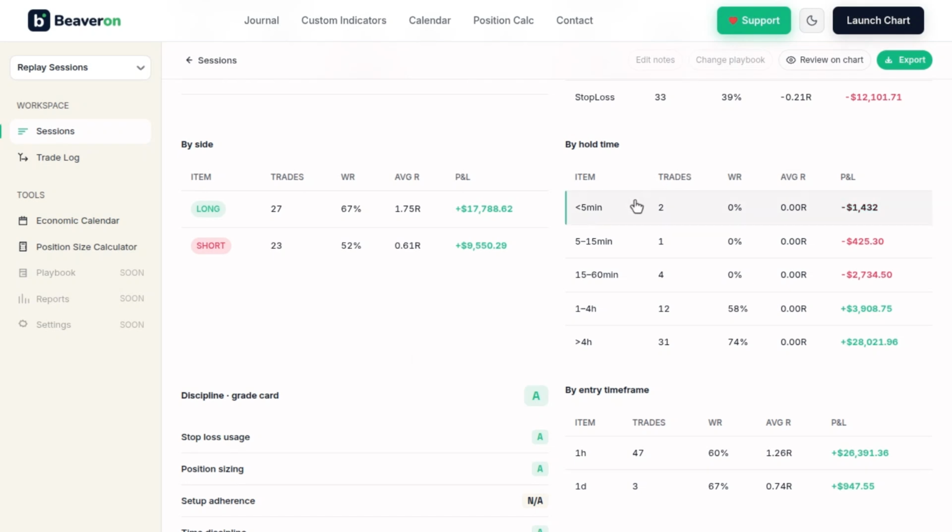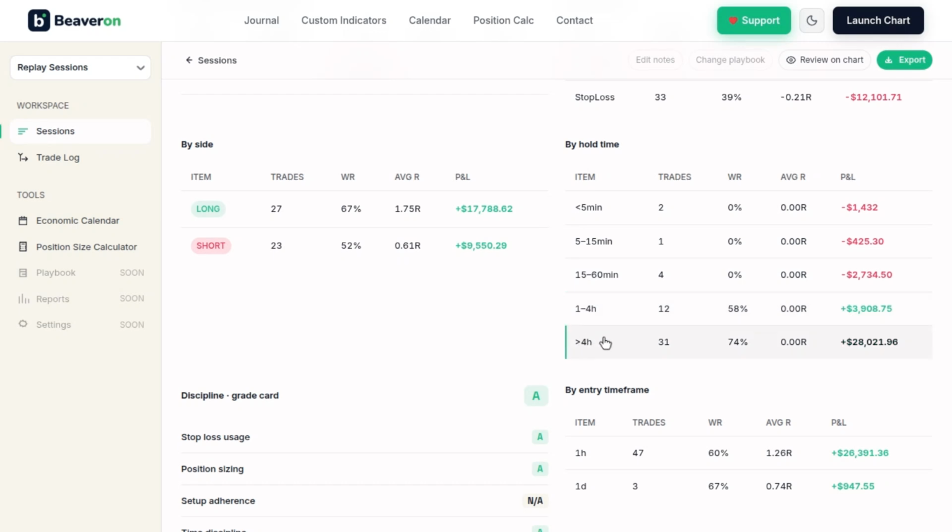So hold time, obviously by hold time you can see 5 minutes or less, 2 trades, 0% win rate, minus 1,432. So any trade that took under 5 minutes, especially on the 1 hour time frame, is obviously a losing trade. Same thing with 5 to 15 minutes, 1 trade, it lost. Same thing with 15 to 60 minutes, 4 trades, lost. So basically any trade that I took so far that's been under an hour has been a loss. 1 to 4 hours, 12 trades, 58%, plus 3,908. A lot of those hit my break even or hit my trailing stop loss.